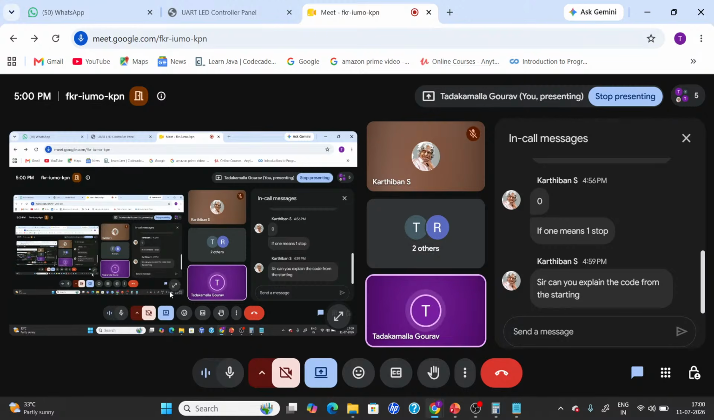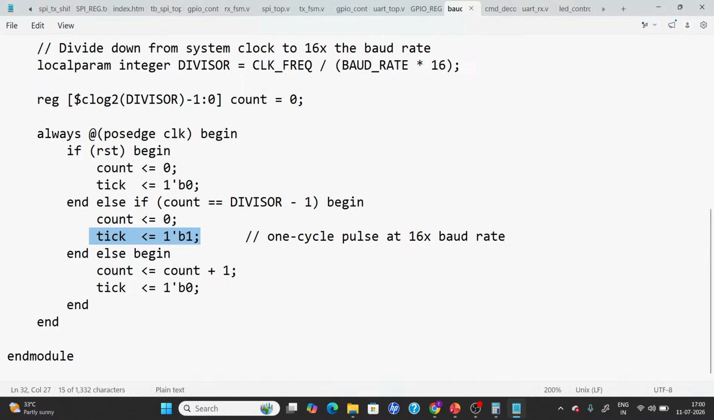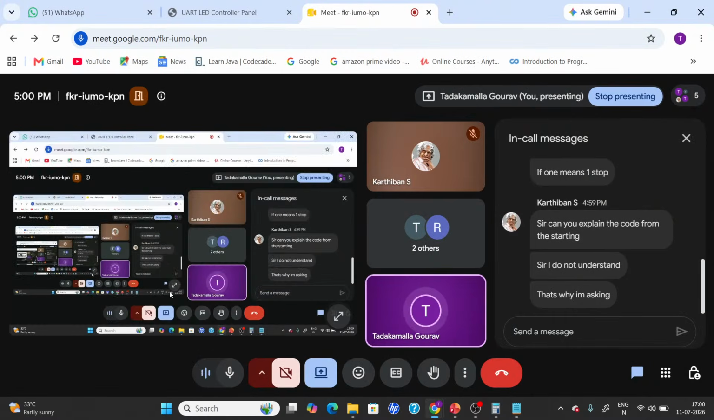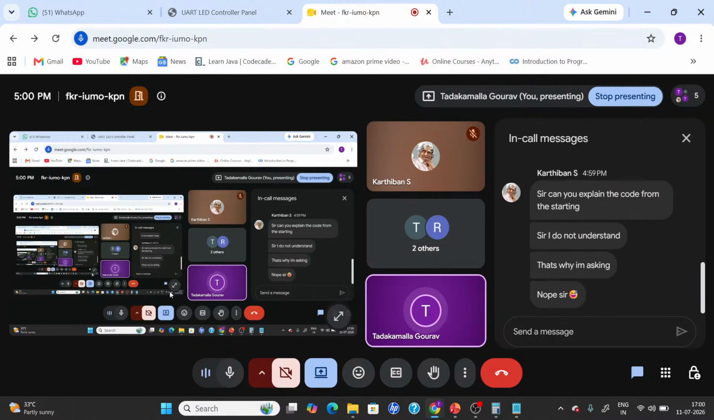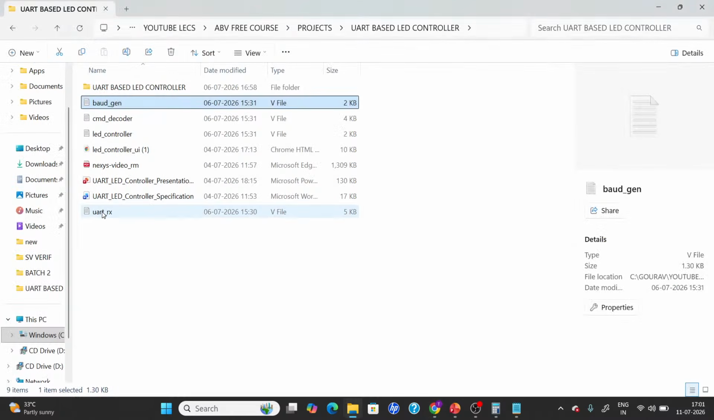Which code you're talking about, baud rate or FSM? Have you attended the previous session, the baud rate generation module and the TX FSM design? Okay, please attend that particular session so that this will be clear, like what exactly I'm discussing.